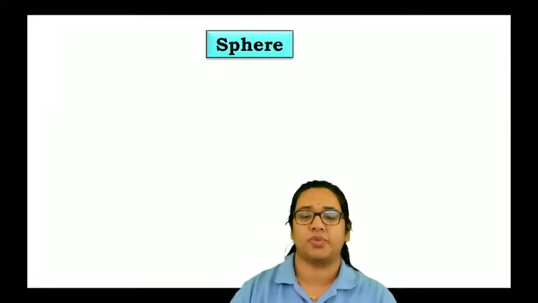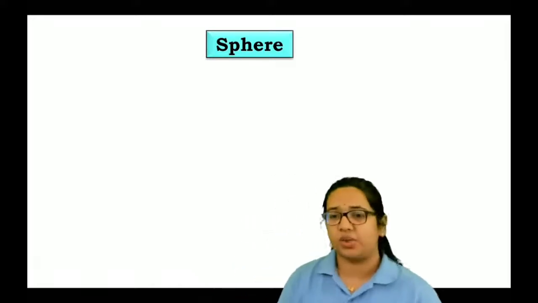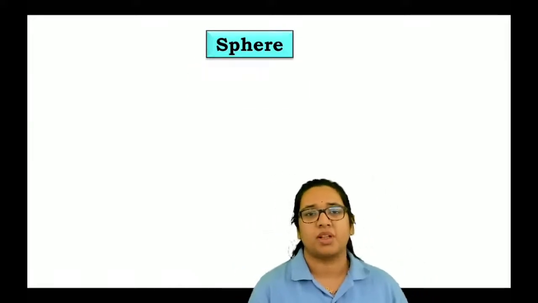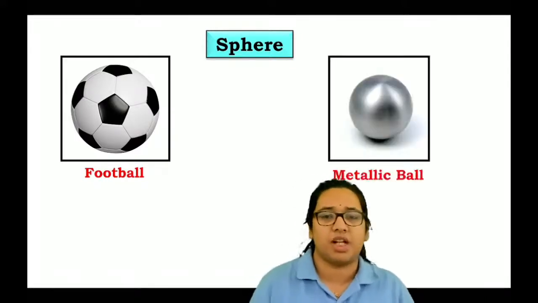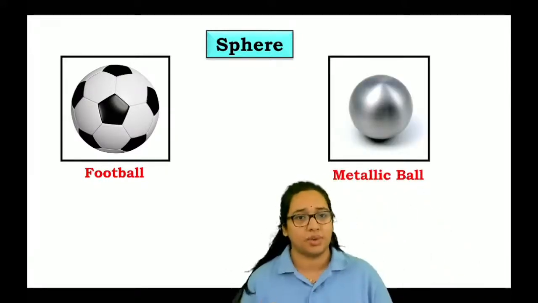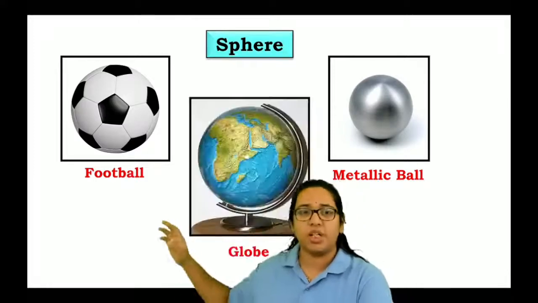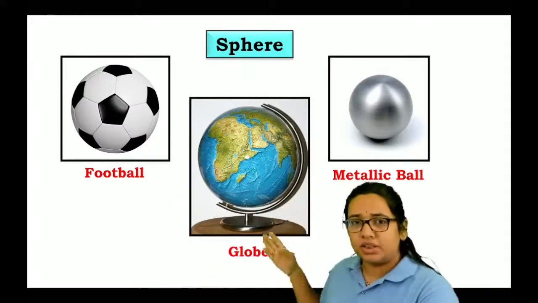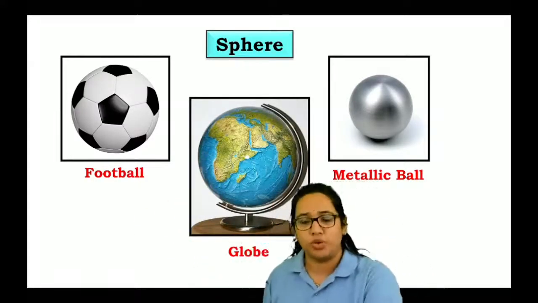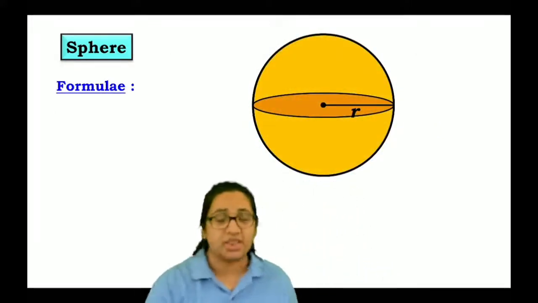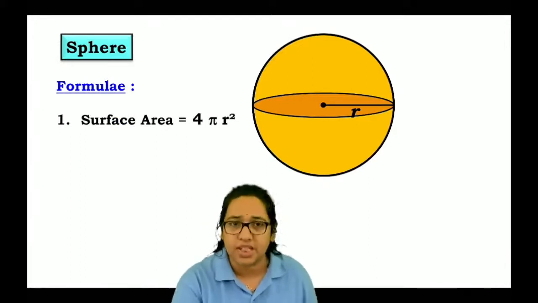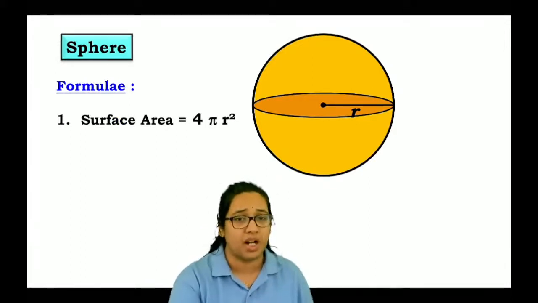Okay. So today we'll start with sphere. What is the meaning of sphere? A sphere is a simple thing, a 3D object, for example, an earth globe, a metallic ball, or a football. So a sphere is just like this, and its surface area is given as 4 pi r square.